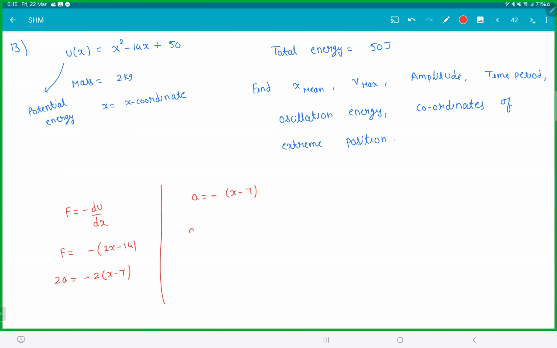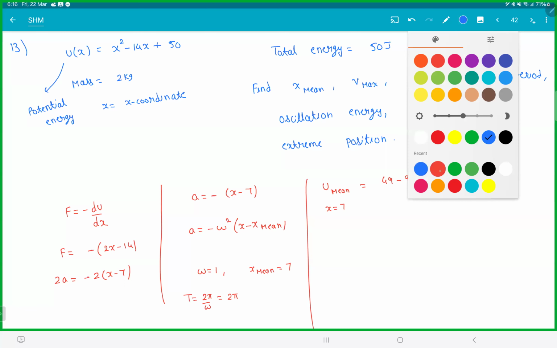This we compare with our equation a is equal to minus omega square x minus x mean. This is your general equation. This will directly give you omega is 1 and x mean is 7. If omega is 1, time period is 2 pi by omega. From there, you'll get your time period. If I got x mean, I can find u mean. U mean is simply when x is equal to 7. Substitute there 49 minus 98 plus 50. So that is 1 joule.